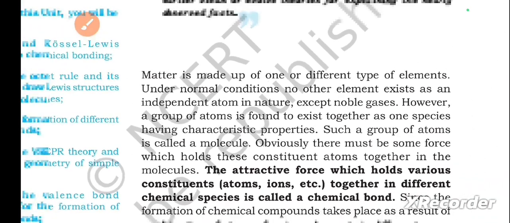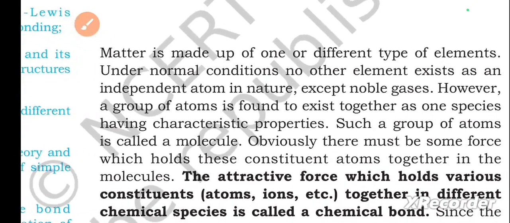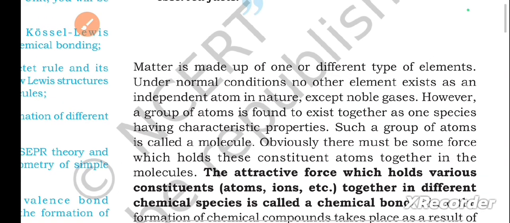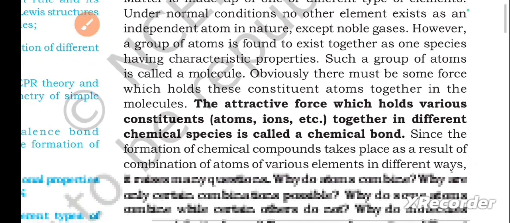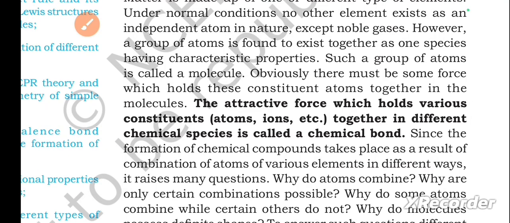Matter is made up of one or different types of elements. Under normal conditions, no other element exists as an independent atom in nature except noble gases. However, a group of atoms is found to exist together as one species having characteristic properties. Such a group of atoms is called a molecule. Obviously, there must be some force which holds these constituent atoms together in the molecules.